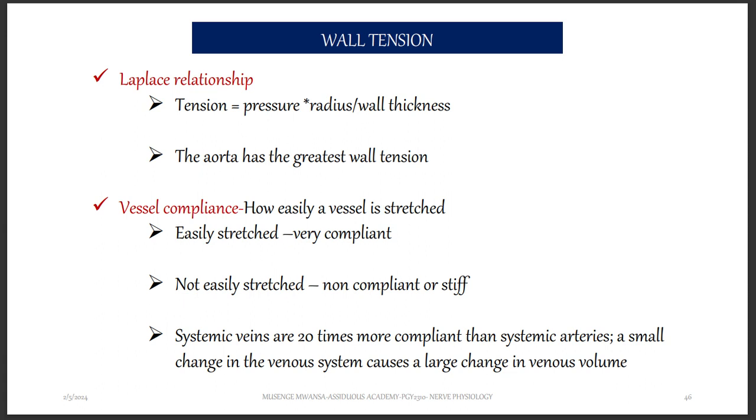You also have something known as vessel compliance. Compliance just means how easily you can stretch something. To stretch is just to pull something. Okay. So something that can be easily stretched is very compliant, while those which cannot be easily stretched are non-compliant, or stiff, meaning you can't stretch them. Systemic veins are more compliant than systemic arteries, meaning that veins you can stretch more, while arteries resist that stretching.